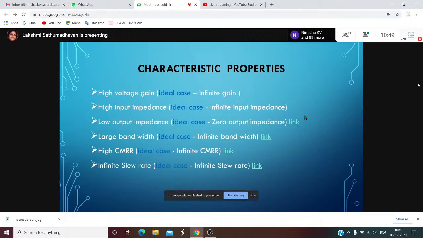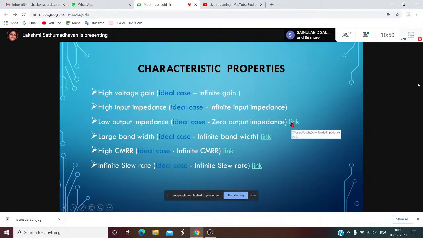Now let us see what the characteristics are. We have already mentioned the main characteristic, that it gives high voltage gain. Ideally you say it is infinite gain, but practically it's not possible anyway. Then the second would be high input impedance, ideally infinite input impedance. Low output impedance, the next advantage. There you would say ideally it is zero output impedance.